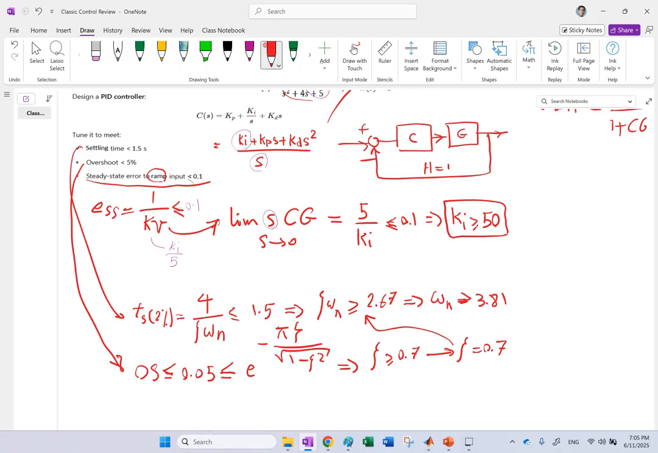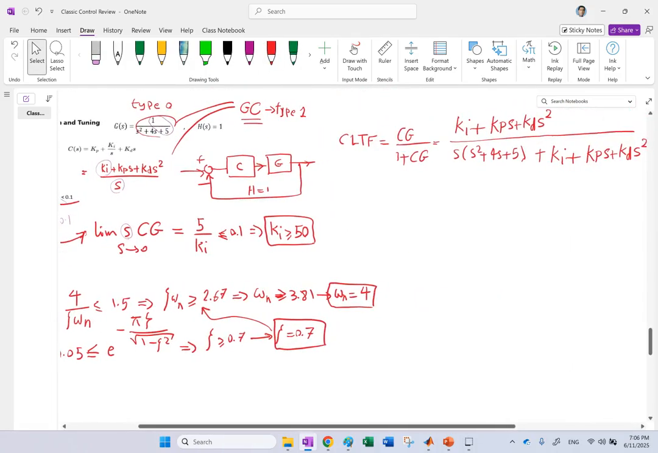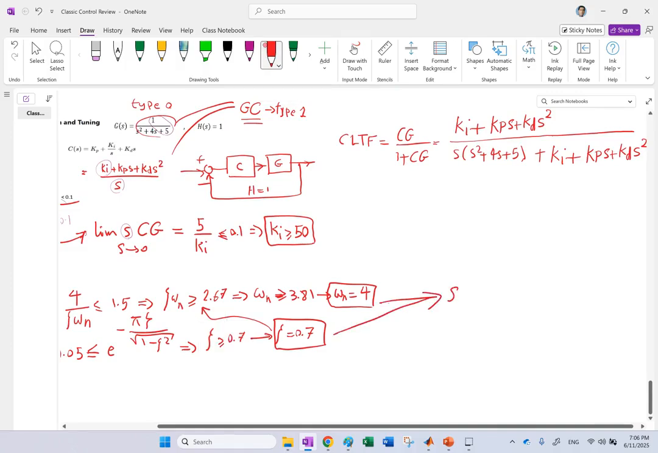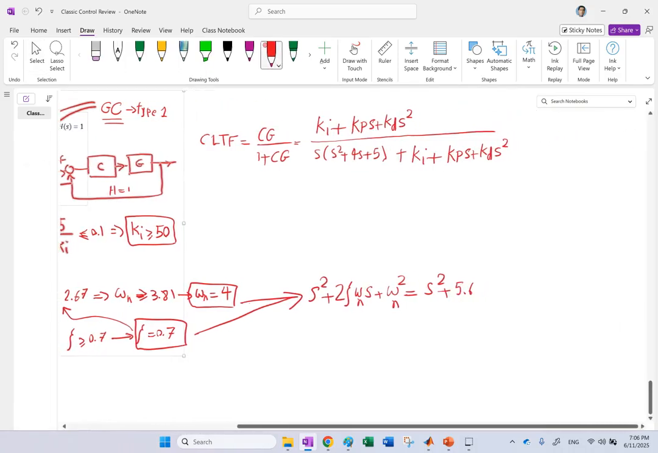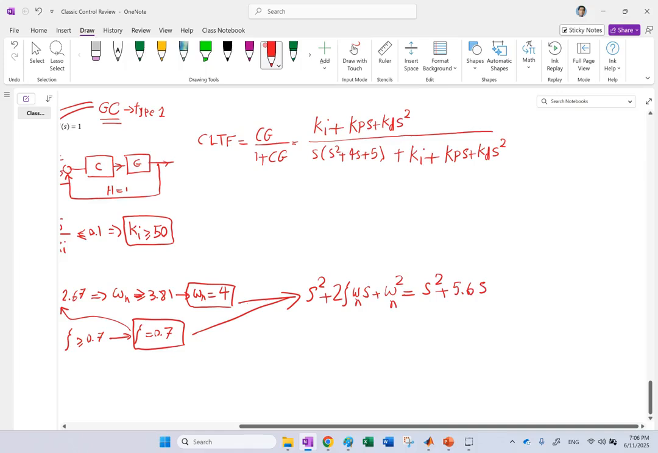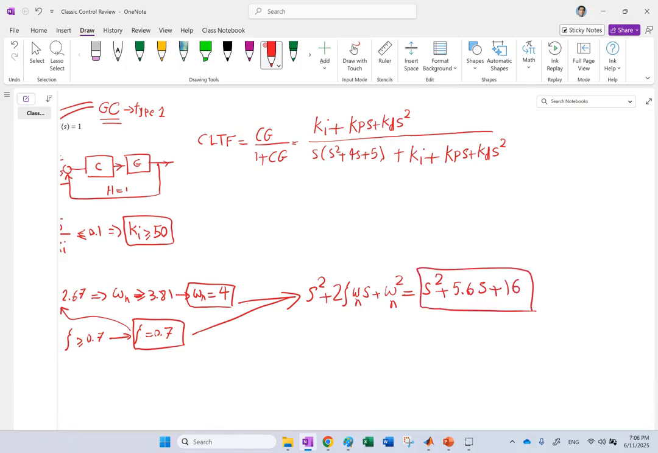Or bigger than or equal to that, but to make it round, I pick omega n of 4. So these are the numbers that I pick. If that's the case, then the quadratic term corresponding to these will be, remember, s squared plus 2 zeta omega n s plus omega n squared. So it is going to be s squared plus 5.6 times s plus 16. So this is my quadratic term.